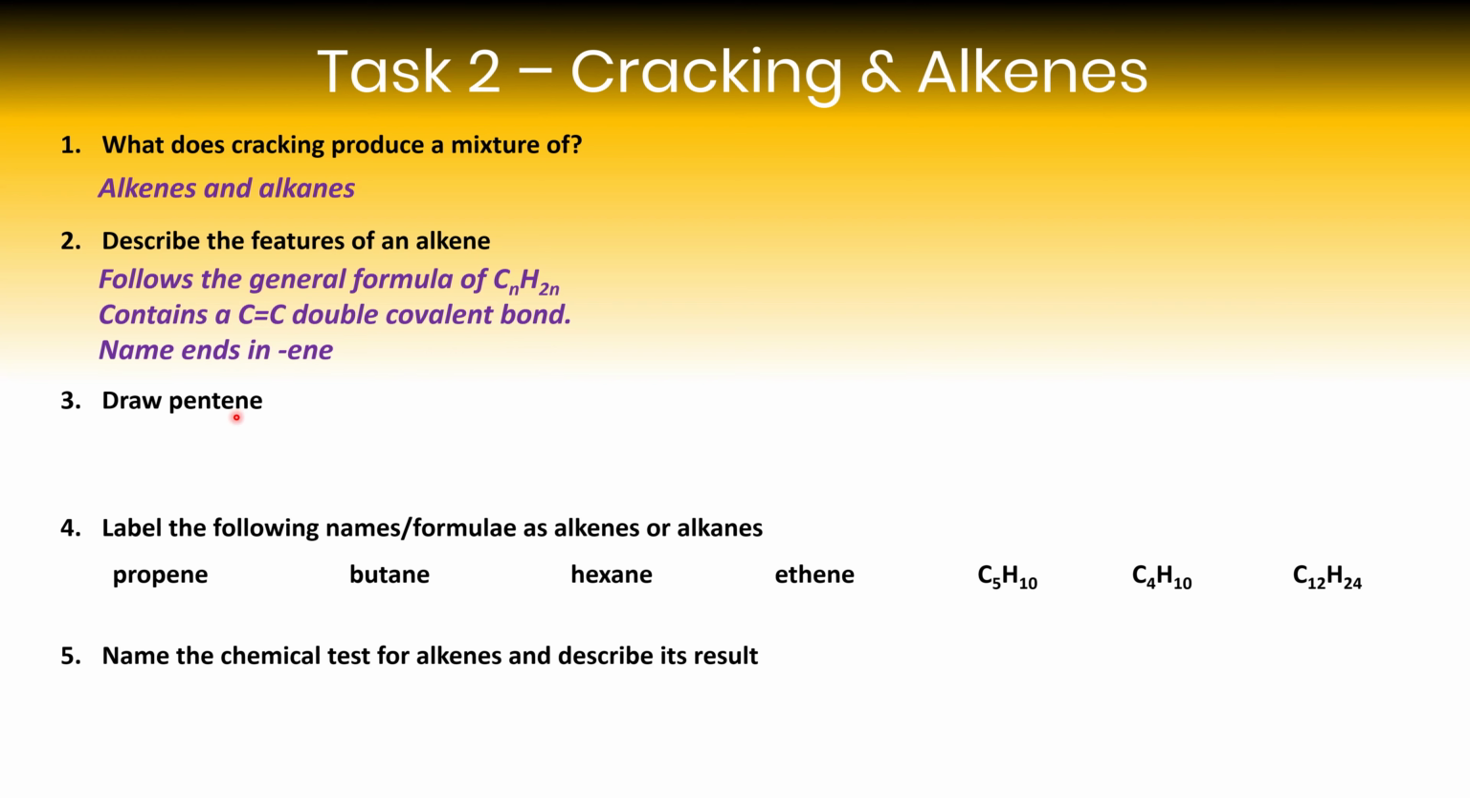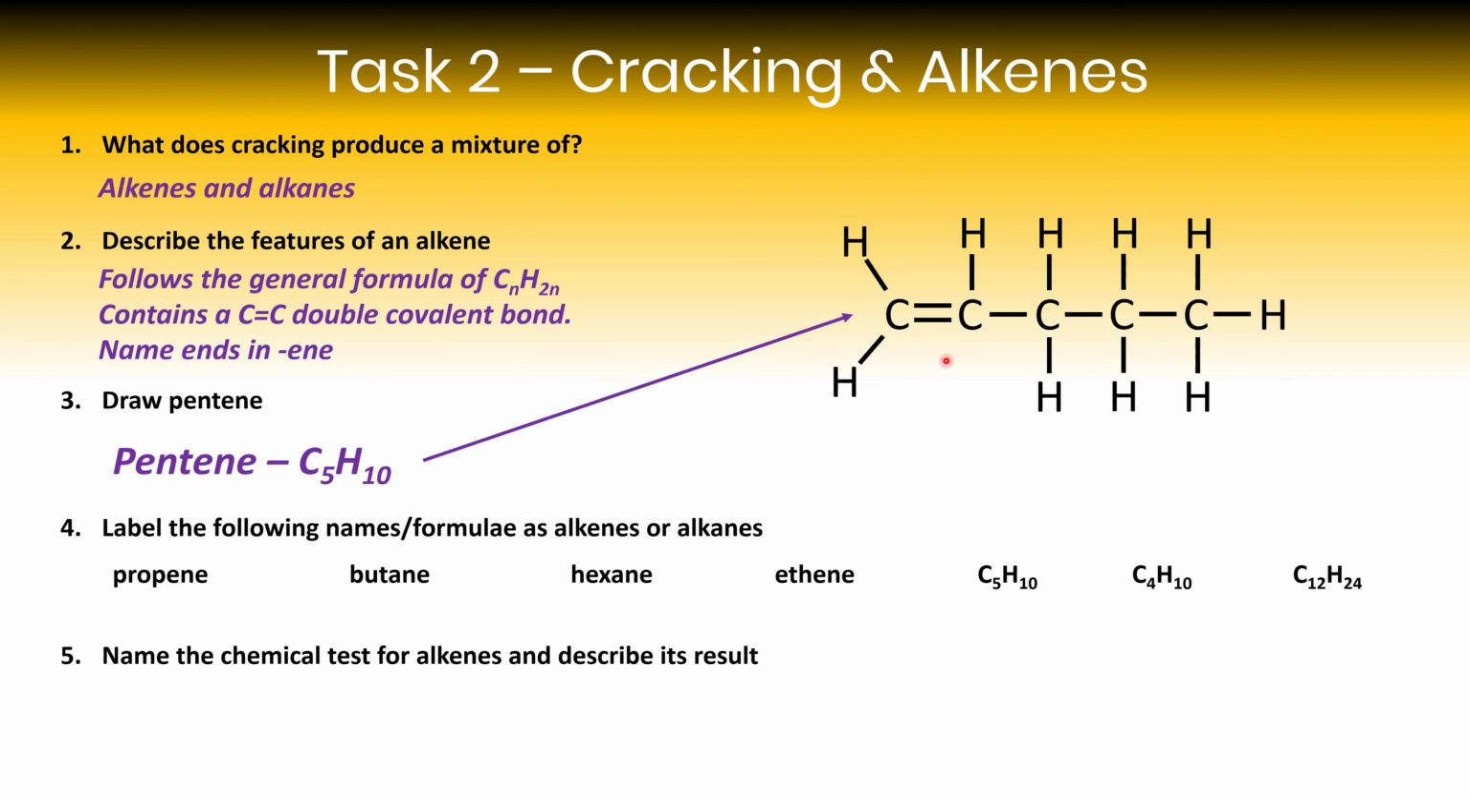We've got to draw pentene next, and to draw pentene you would have had to have worked out its chemical formula. Pent means 5, so we're going to have C5. Ene means it's an alkene. And if it's an alkene, because it follows this general formula of CnH2n, we're going to have twice the number of hydrogens as carbons, so pentene will have the formula C5H10. We can now construct it. So you should have got something that looked like this. Make sure that every carbon has a total of 4 bonds, so 4 lines coming out of it. And you've got 1 carbon-to-carbon double bond.